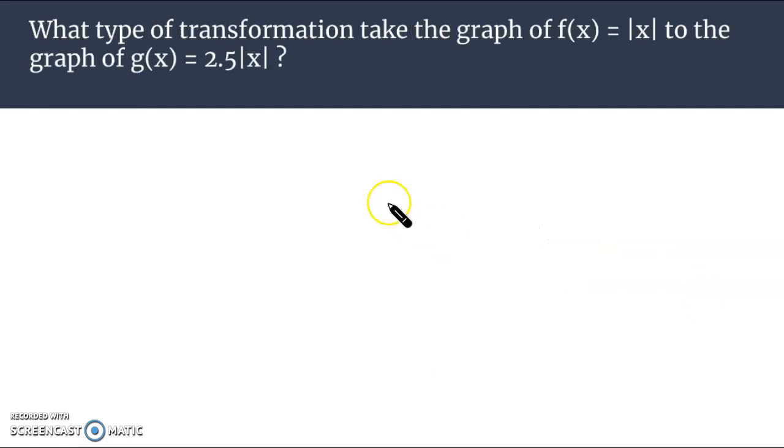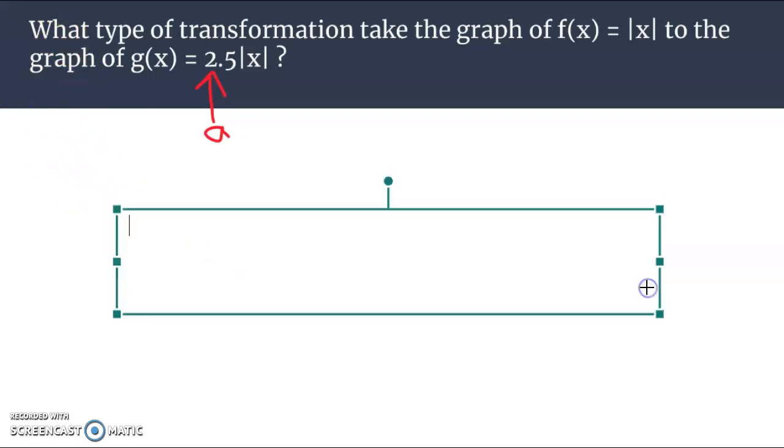What's this asking? What type of transformation takes the graph of f of x equals absolute value of x to the graph of g of x equals 2.5 times absolute value of x? Well, notice the a number here, the 2.5. It's greater than 1, and as we said on the first page, since a is greater than 1, it's stretching it vertically. We'll say it like this. F of x is stretched vertically. How much is it stretched? By a factor of 2.5.